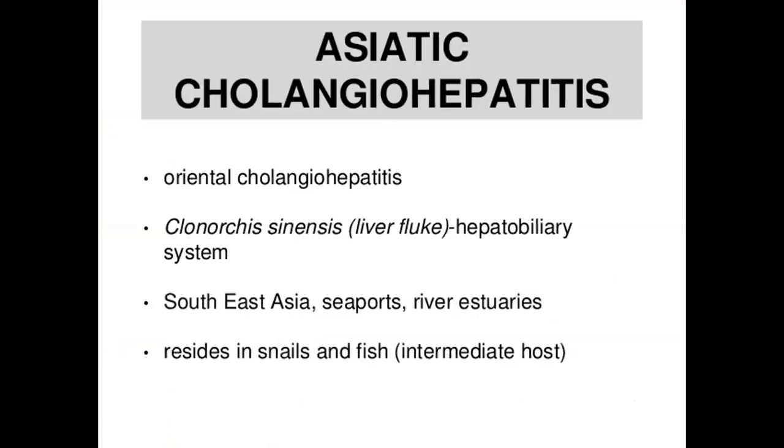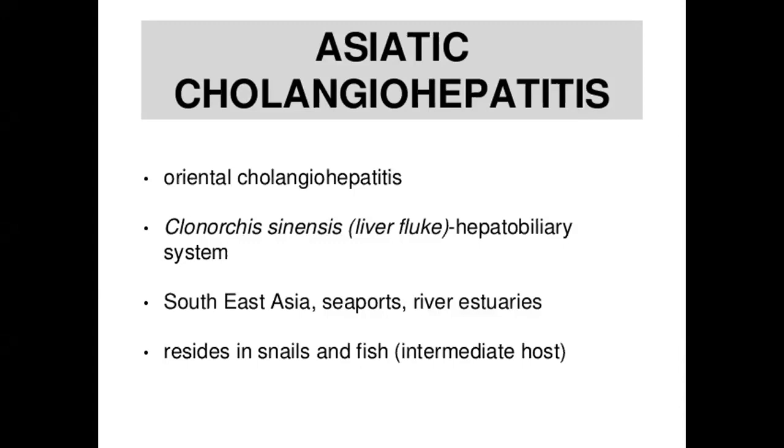Now, what we call Asiatic cholangiohepatitis. The kind of infection we get is the most common infection of the bile duct that usually shows ascending cholangitis, in which the organism develops. So, what is Asiatic cholangiohepatitis? It's Oriental cholangiohepatitis, a chronic infection with liver fluke of the hepatobiliary system. It affects Southeast Asia.